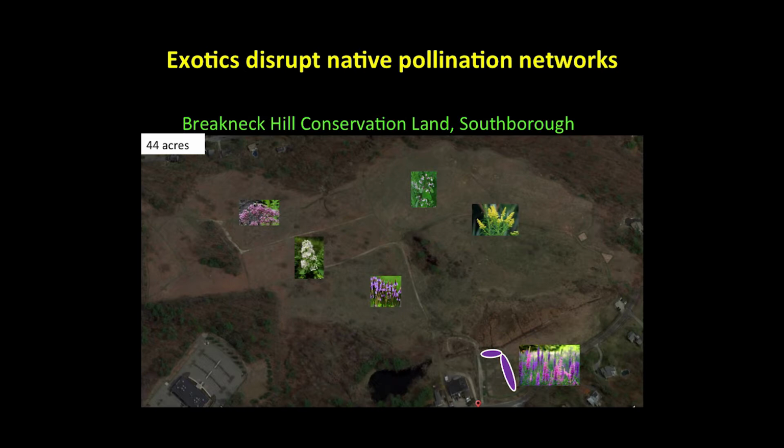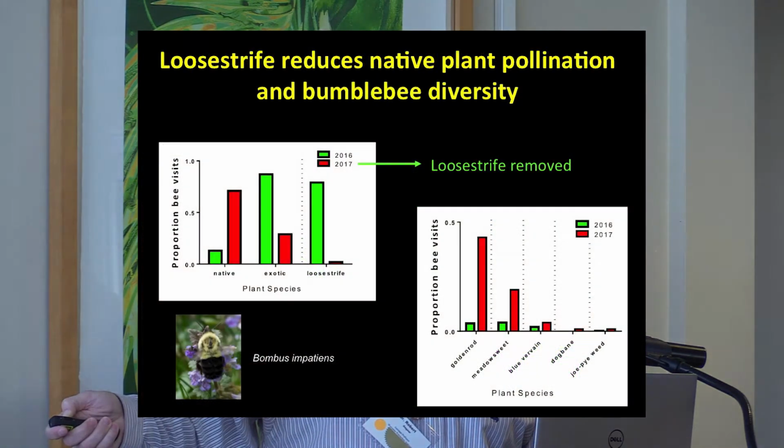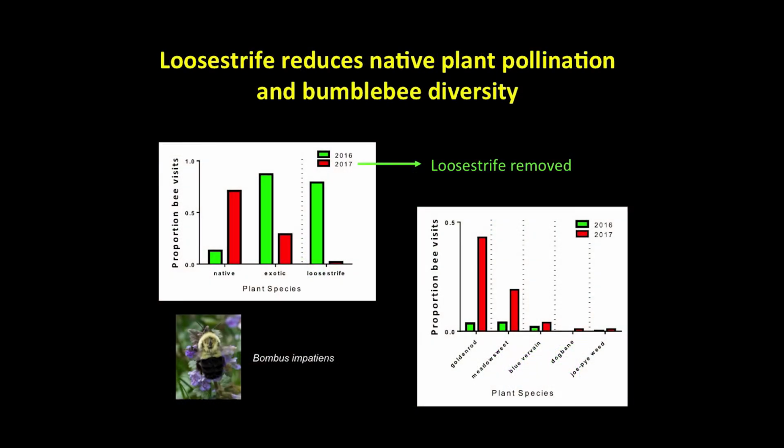So what we did is we went in, we cleared the purple loosestrife in 2017, and immediately we saw a shift away from the exotics, a shift to the natives. And in particular, look at the increases in visitation to these native species.